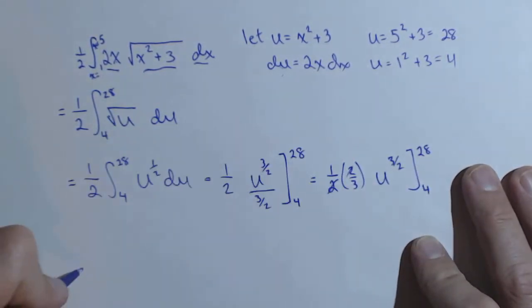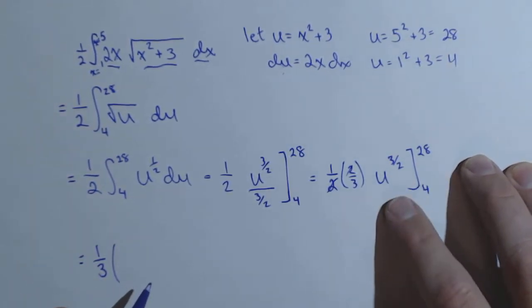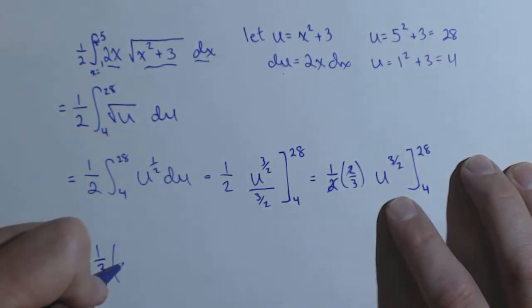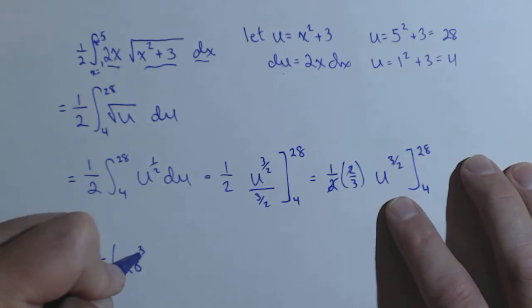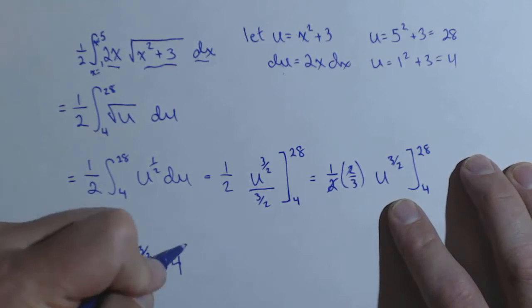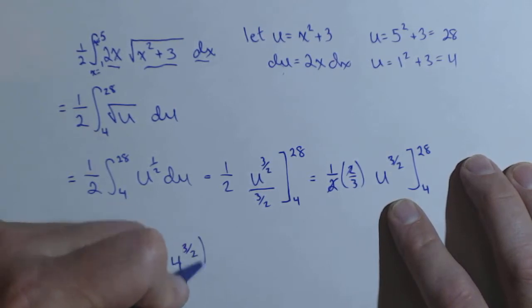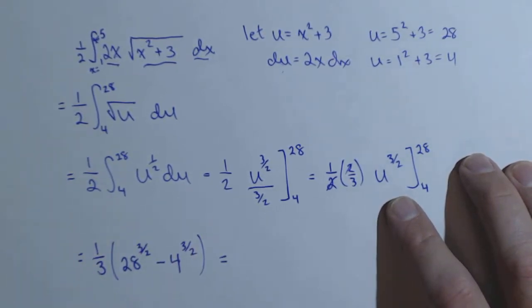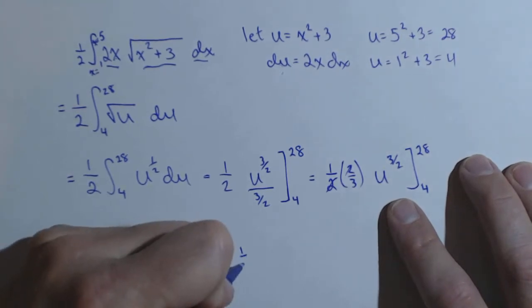Those 2's will cancel. So I'm going to have a 1/3 out front, and now let's go ahead and put in our limits and take the difference. I'm going to have 28 to the 3/2 minus 4 to the 3/2. Now we'll simplify as much as we can, but there may not be that much we can do.